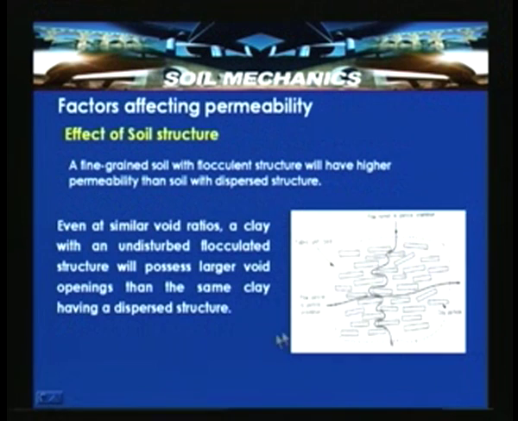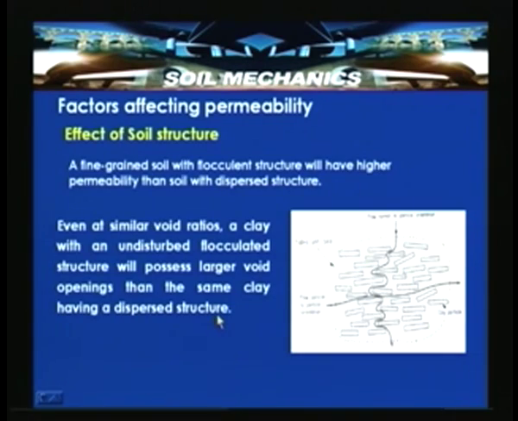So the dispersed structure will have low permeability overall compared to the flocculent structure, and the flow is anisotropic. So horizontal permeability is different from vertical permeability. The horizontal permeability, which is in the direction parallel to the orientation of the particles, is very high compared to the vertical permeability, that is, flow normal to the particle orientation. Even at similar void ratio, a clay with an undisturbed flocculent structure will possess larger void openings than the same clay having dispersed structure.